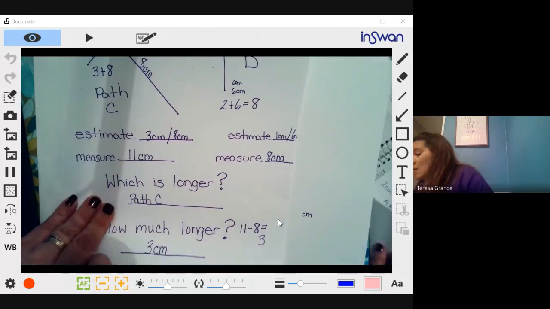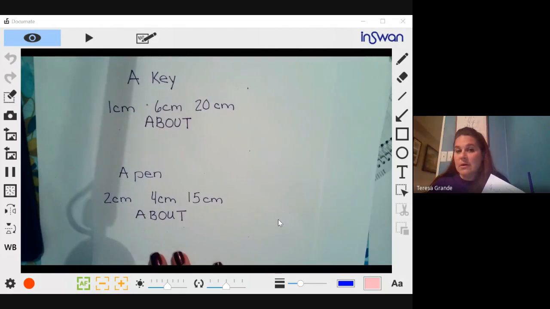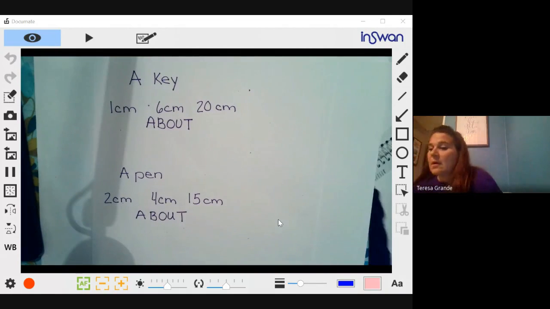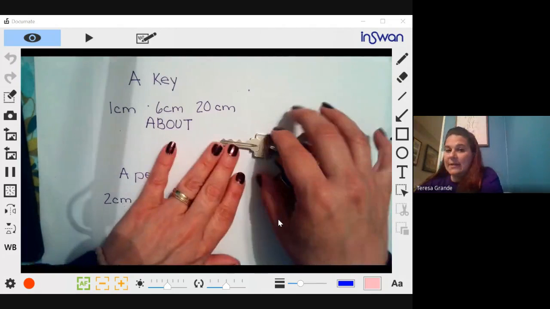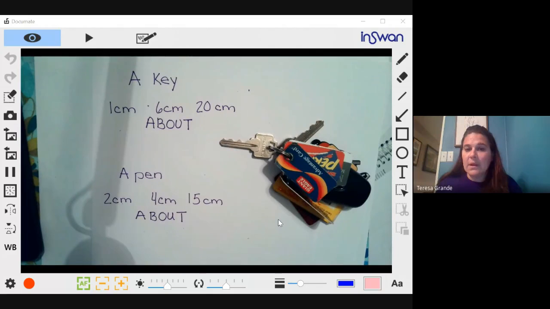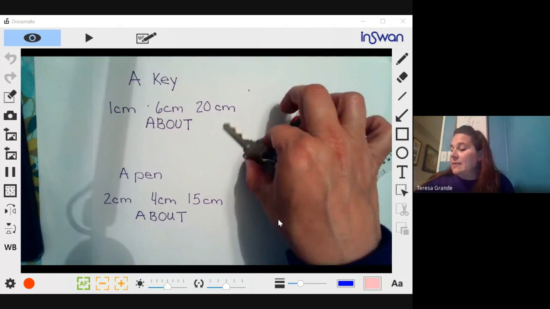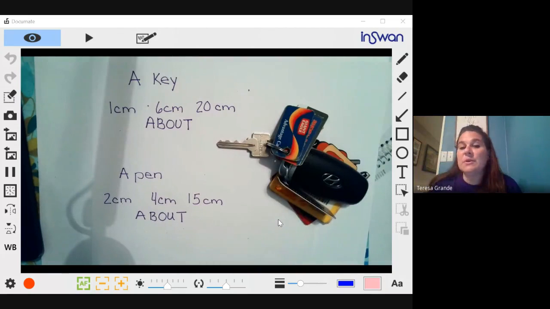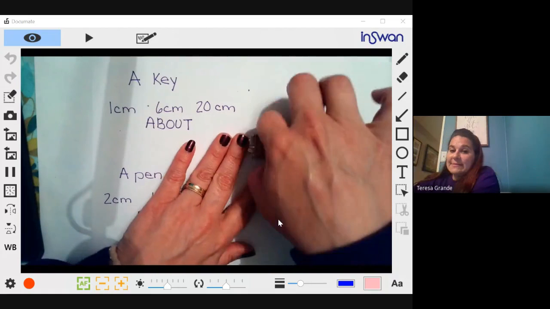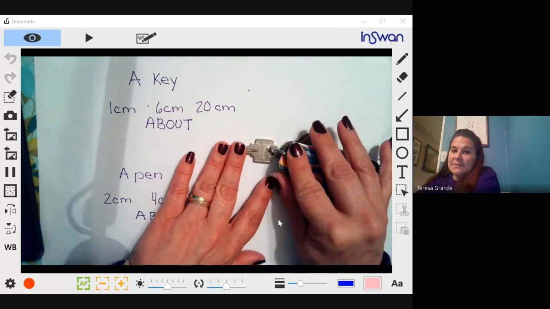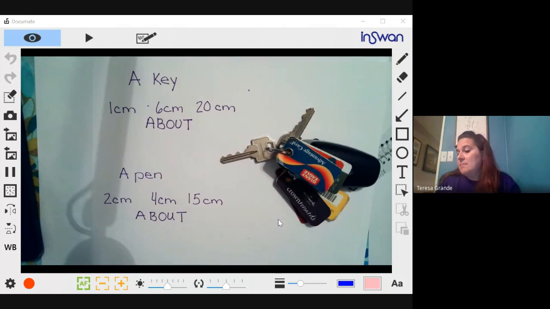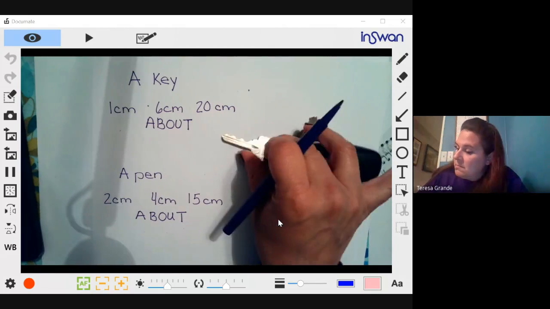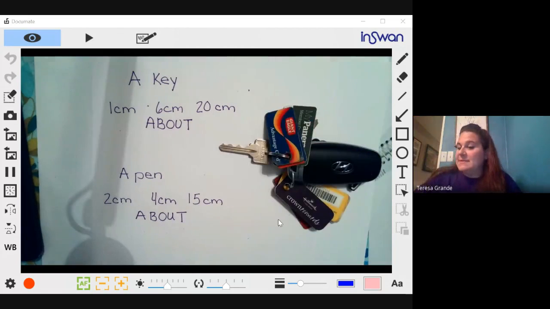Now, we're going to measure 2 objects. We're going to measure a key and we're going to measure a pen. Okay. So here is a key. All right. If we were to look at this, how many centimeters would you guess this is? How many centimeters would you guess that is? Okay, let's say 5. Okay, we're going to guess 5 centimeters.